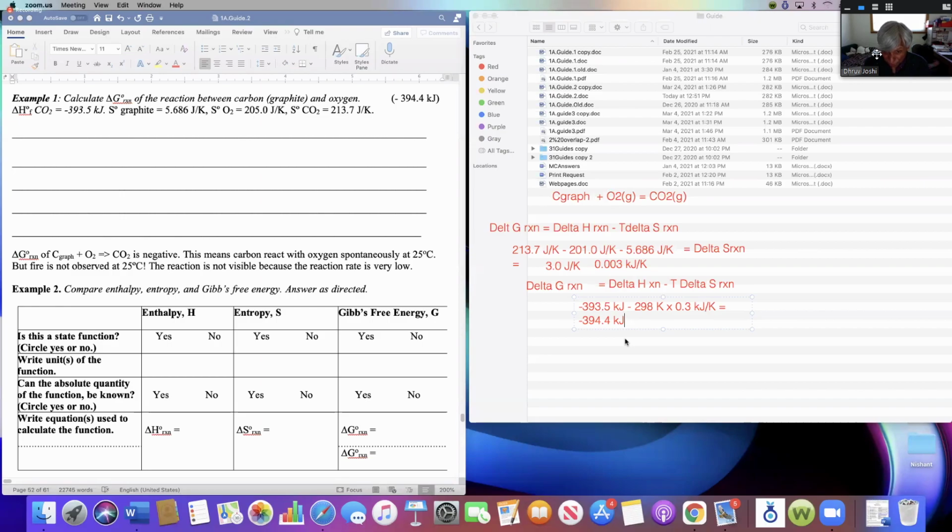What does that mean? Delta G reaction is negative 394.4 kilojoules. It's a negative number. That means this is a spontaneous reaction. That's what that means. Delta G is negative, so it's a spontaneous reaction. Okay, we have the right number here. Okay, good.